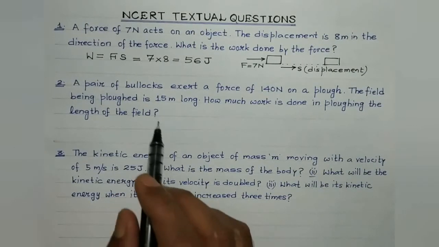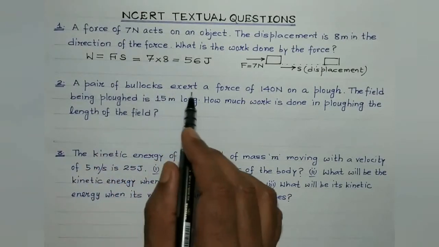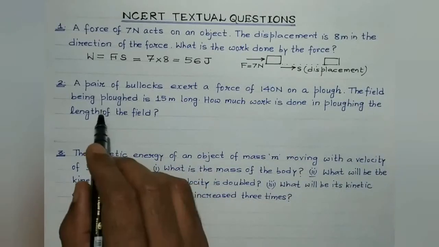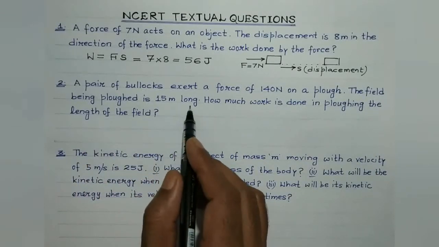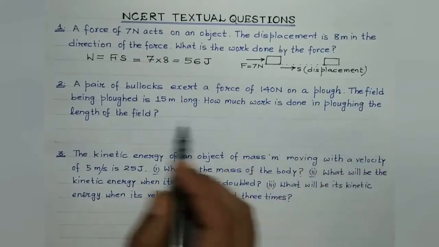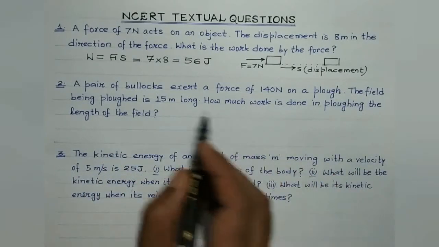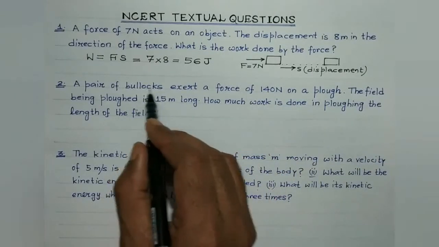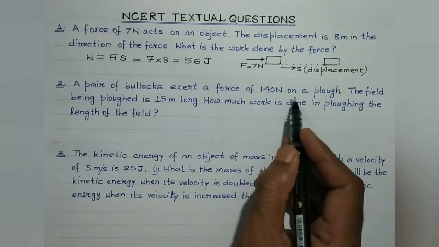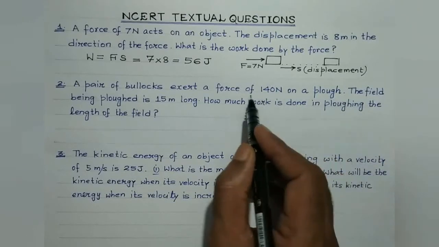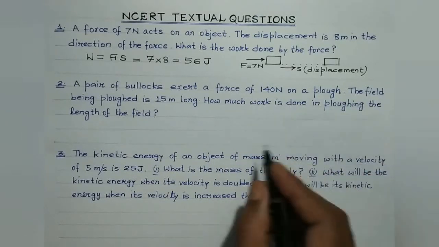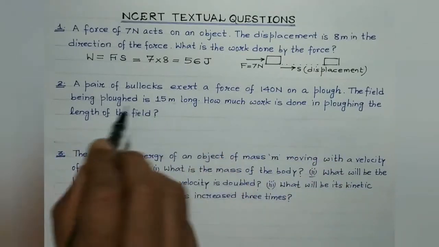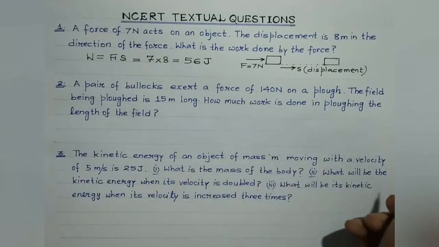Second question is, a pair of bullocks exert a force of 140 Newton on a plow. The field being plowed is 15 meter long. How much work is done in plowing the length of the field? Total length of the field is given to be 15 meter, right? And bullocks exert a force of 140 Newton on a plow. So this force must be exerted horizontally and the field being plowed, obviously, is along the same direction as that of the applied force, right?